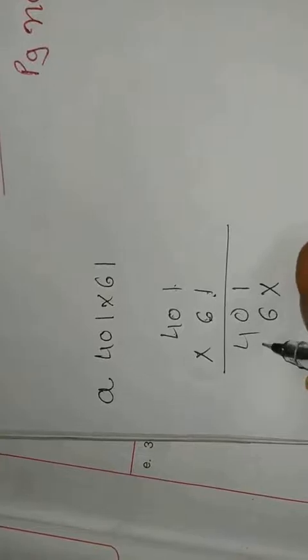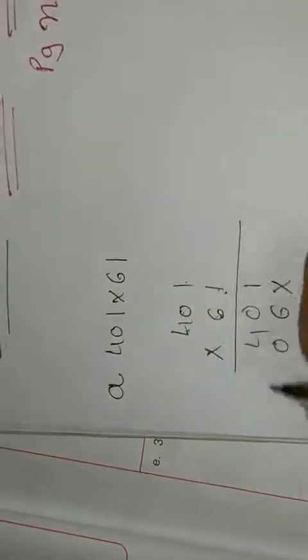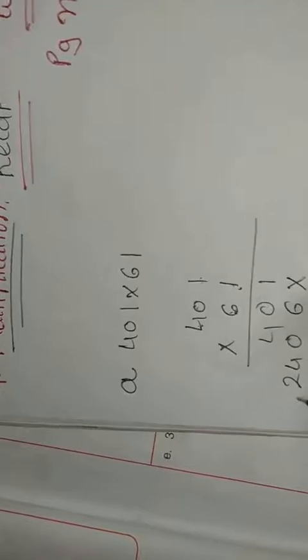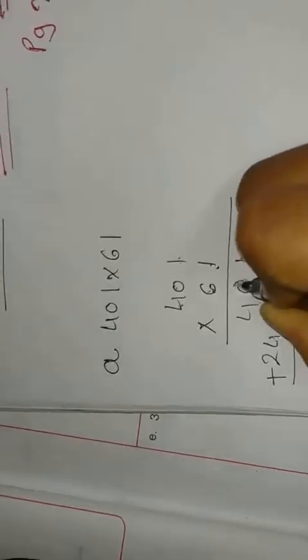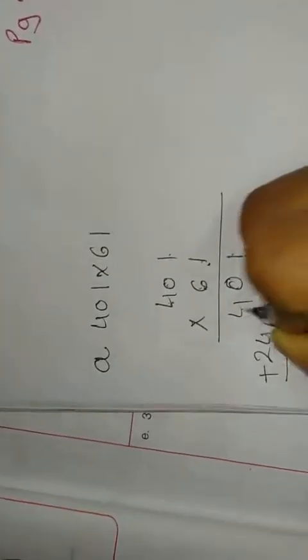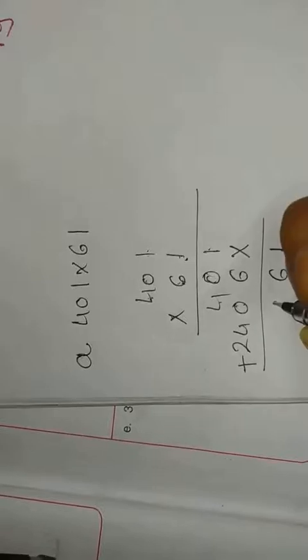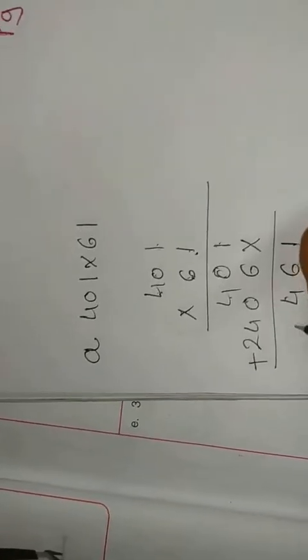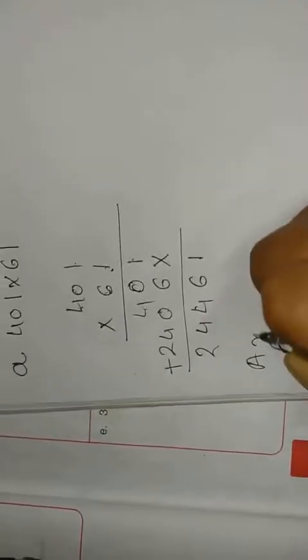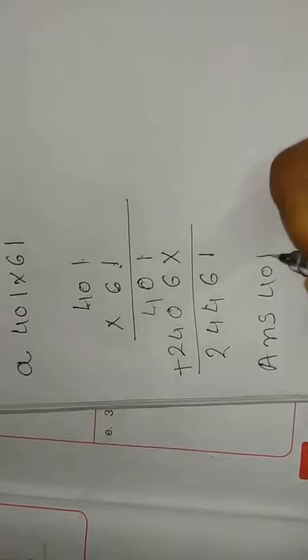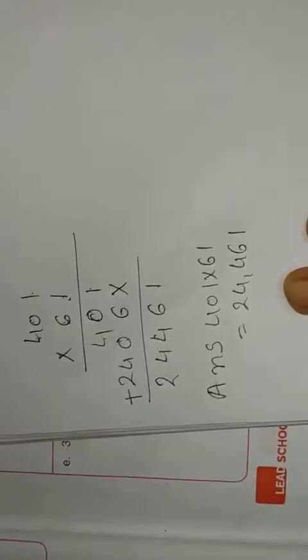6 ones are 6, 6 zeros are 0, 6 fours are 24. We have to put a plus sign here. 1 as it is, 0 plus 6, 6, 4 plus 0, 4, 4 as it is, 2 as it is. So the answer is, here we have to write the answer: 401 into 61 is equal to 24,461.